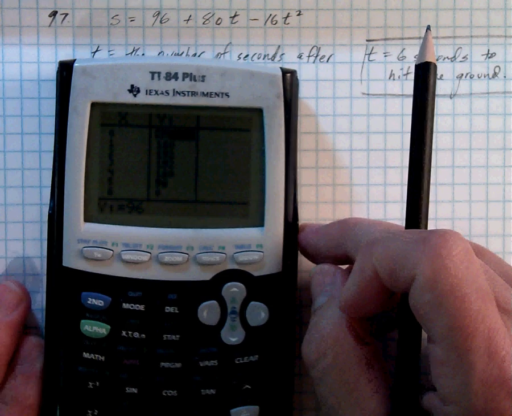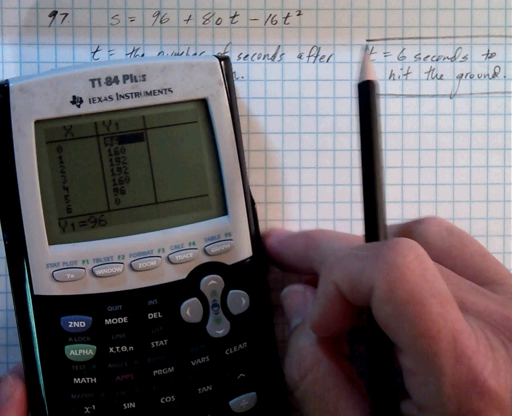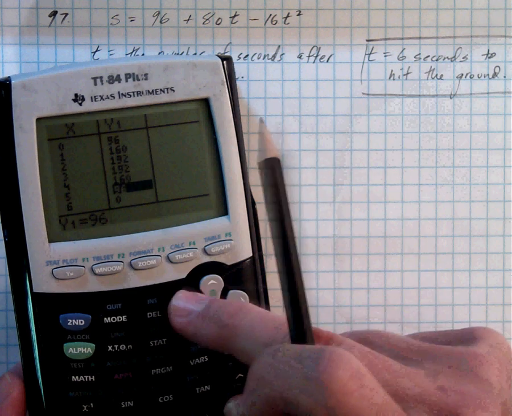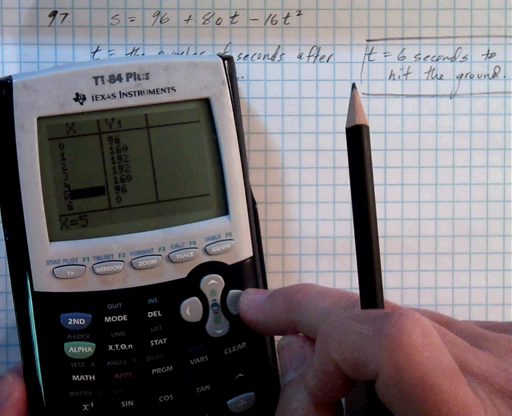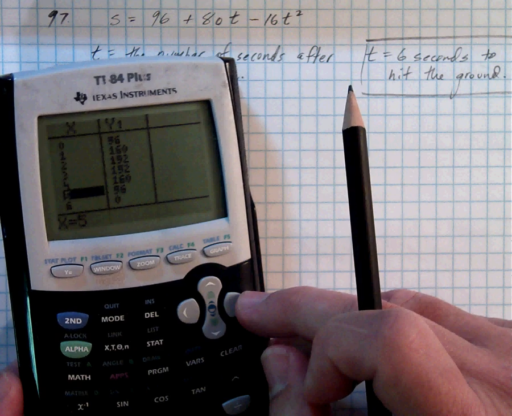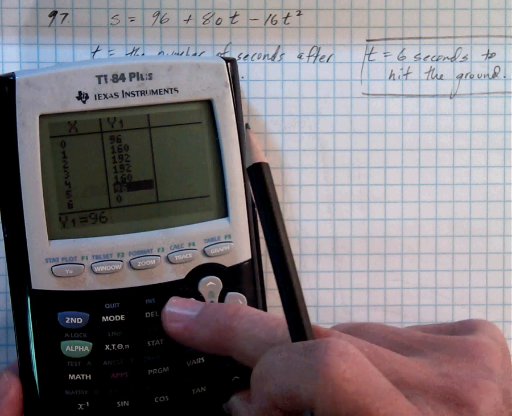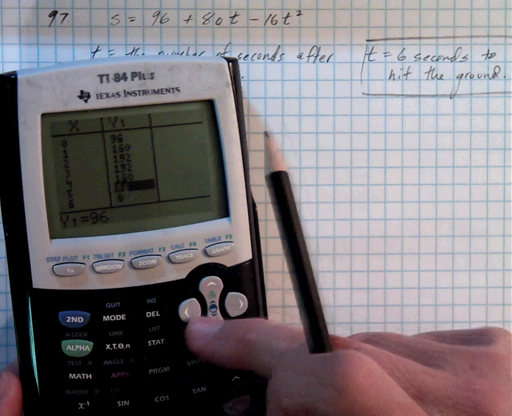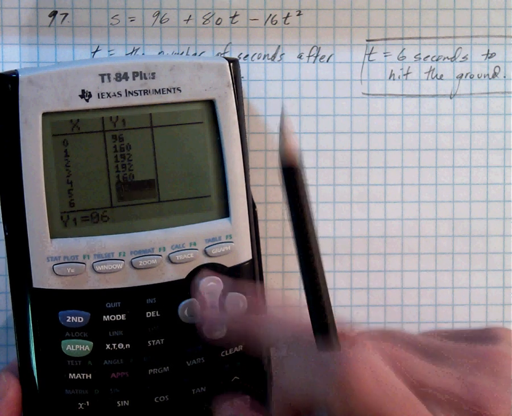So let's see if we can, I don't know if you can see my screen very well, but there's 96, beautiful. So at 5 seconds, it passes the building, right? And then it takes one more second before it hits the ground. So that last second, it fell 96 feet.